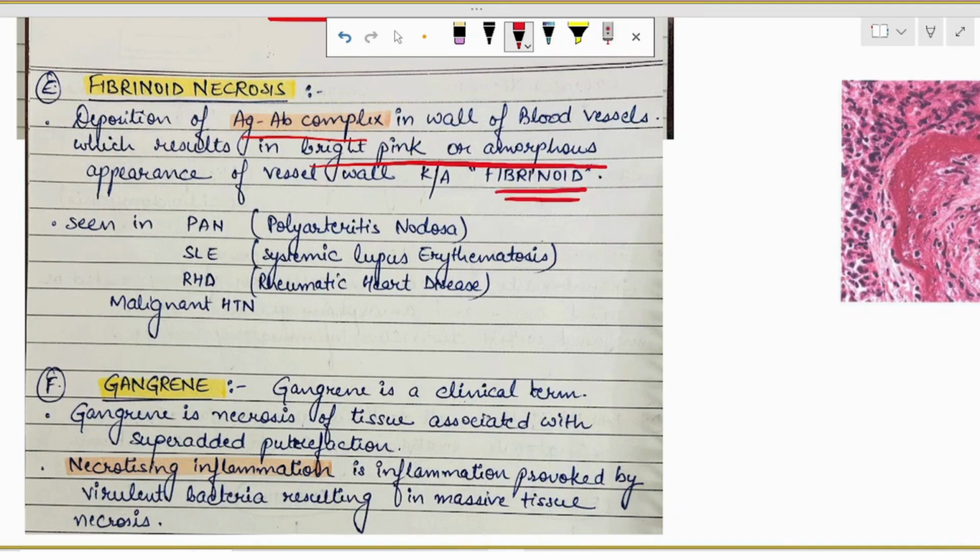And this fibrinoid necrosis is seen in four conditions, that is polyarteritis nodosa, systemic lupus erythematosus, SLE, RHD, rheumatic heart disease, and malignant hypertension. All of these are actually a kind of mnemonic, you consider it: PAN, SLE, RHD, HTN, these all lead to fibrinoid necrosis.